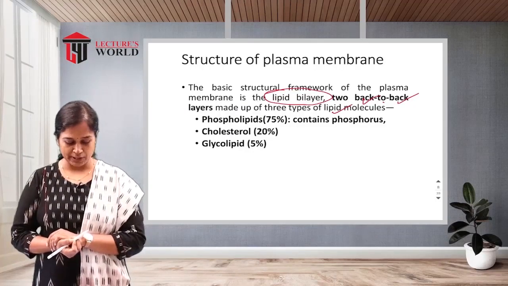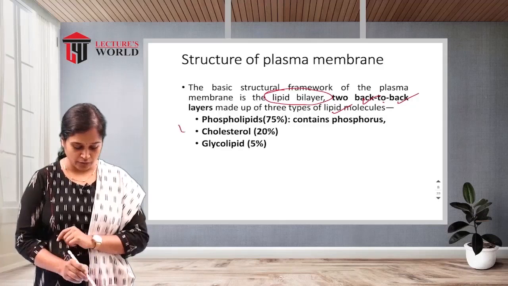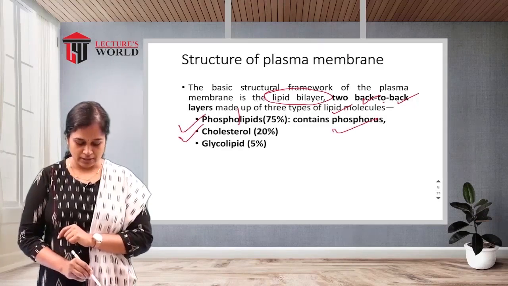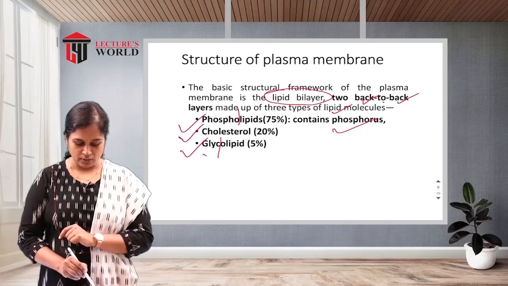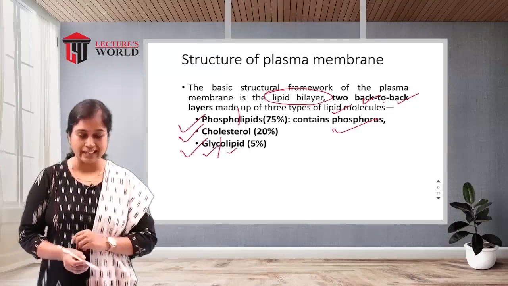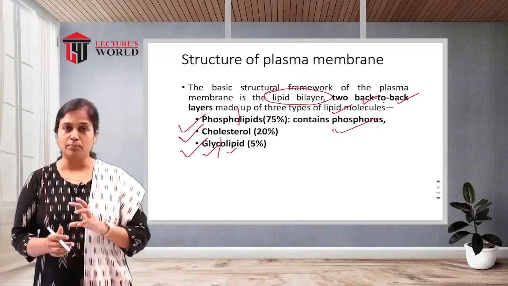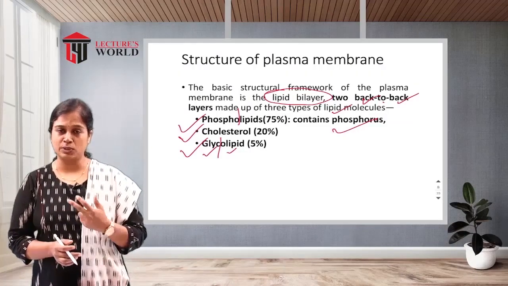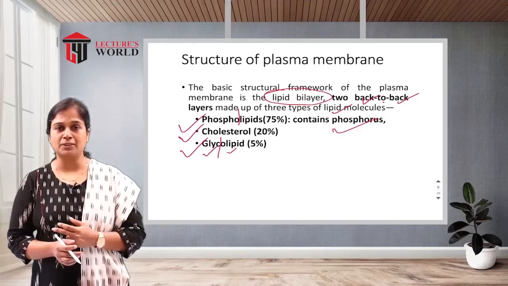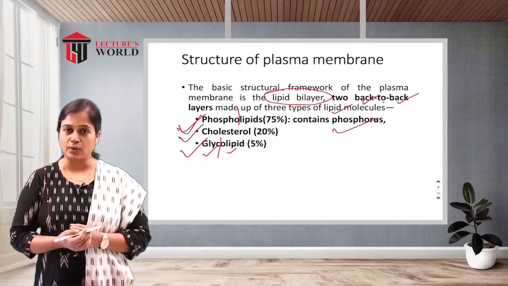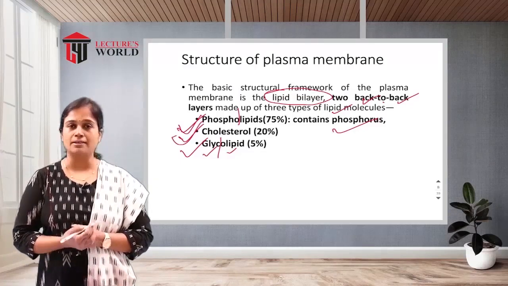And these lipid molecules are like phospholipid, which contains phosphorus, cholesterol, and glycolipid, where a glucose carbohydrate is anchored with the lipid, which is called the glycolipid. So the plasma membrane, which is a lipid bilayer, has back to back two layers composed of three kinds of lipids. First is phospholipid, second is cholesterol, and the third is glycolipid.